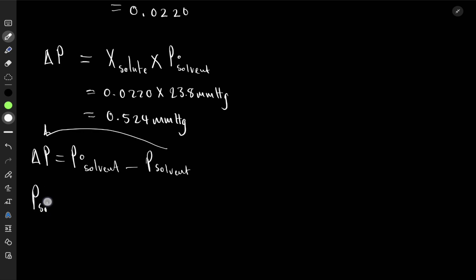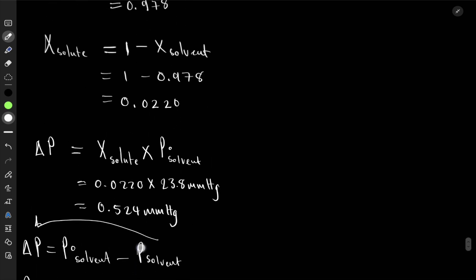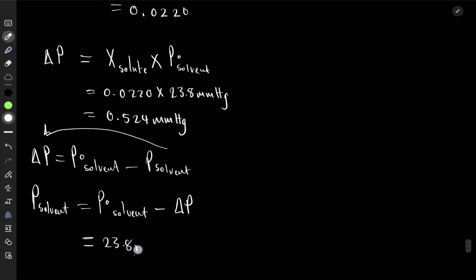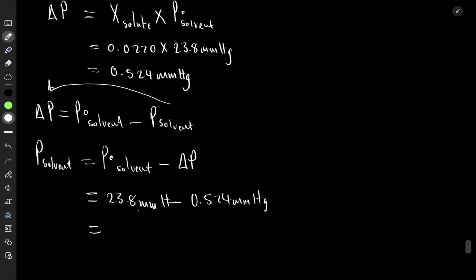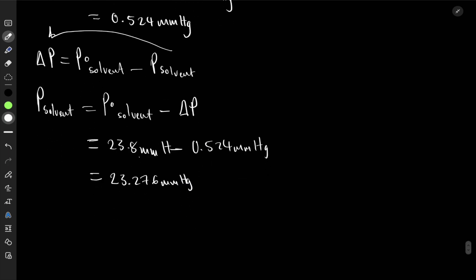So we'll say that the final is equal to the initial minus the change, because we are lowering. So the initial was 23.8 millimeters mercury minus the change, 0.524 millimeters mercury. Then I can get the final. So it'll be 23.8 minus 0.524, and I'll get 23.276 millimeters mercury. And you round off to three significant figures, it will be 23.3 millimeters mercury. And you are done with this question. You have answered everything. Well done.